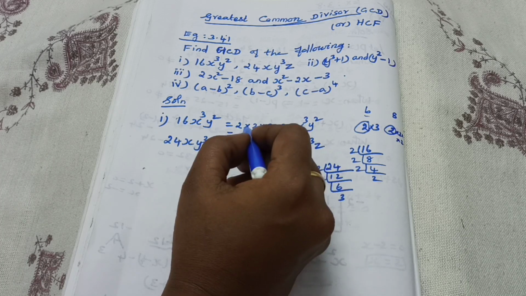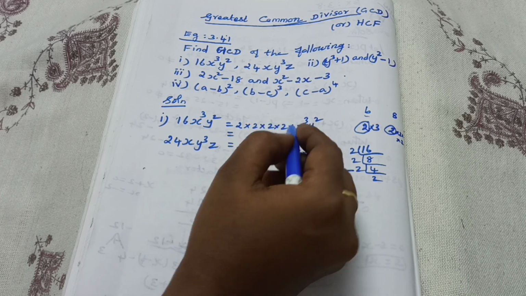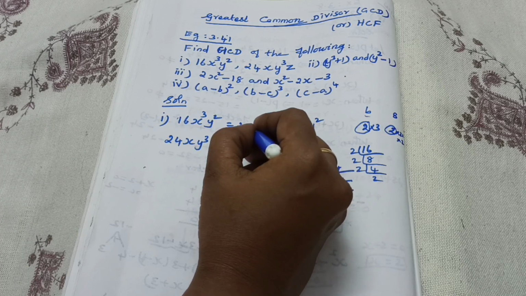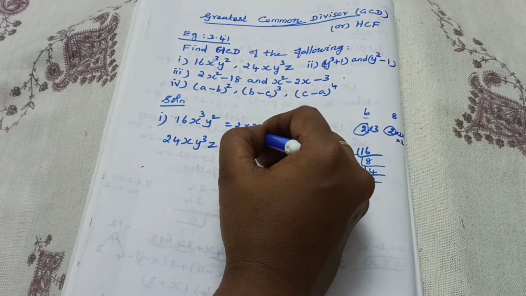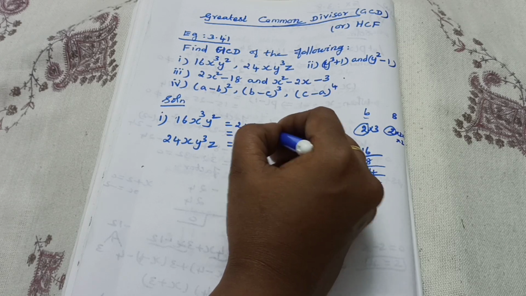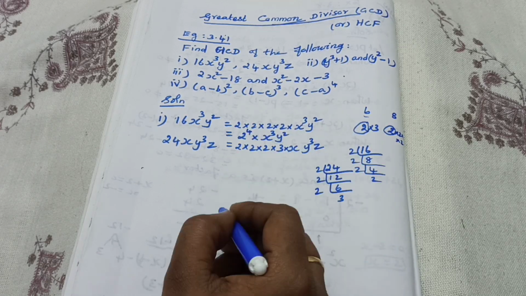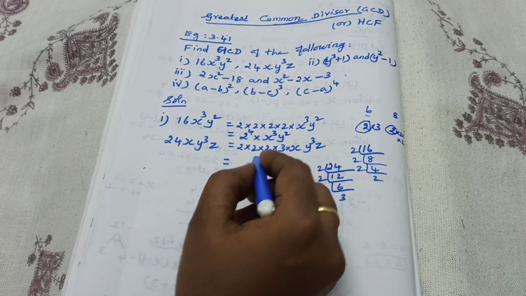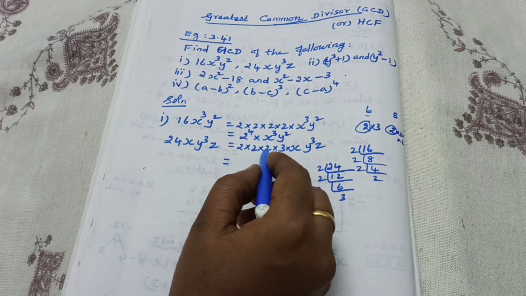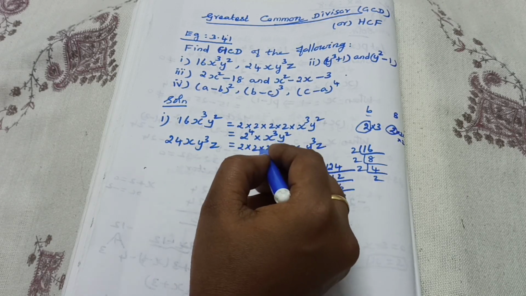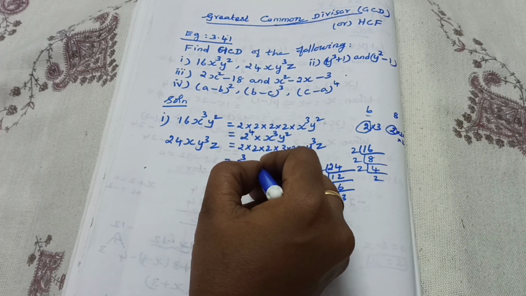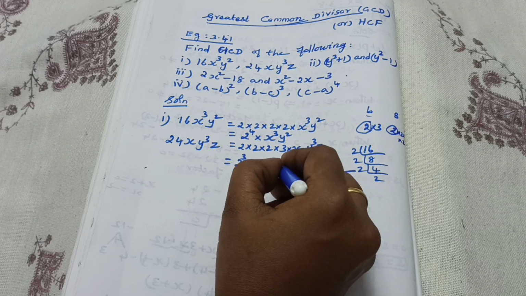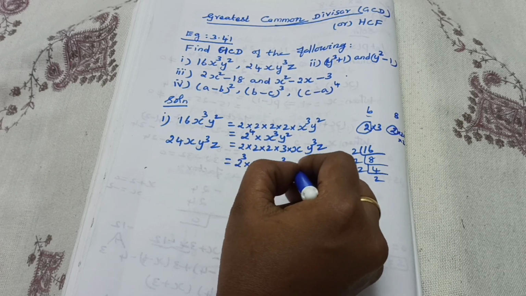How many 2's are here? 4 2's, isn't it? So this one we can write as 2 power 4, into x cube, then y square. And equal to this one also, we can write what? How many 2's are here? 3, isn't it? Then 2 cube into 3, then the remaining x y cube, then z.